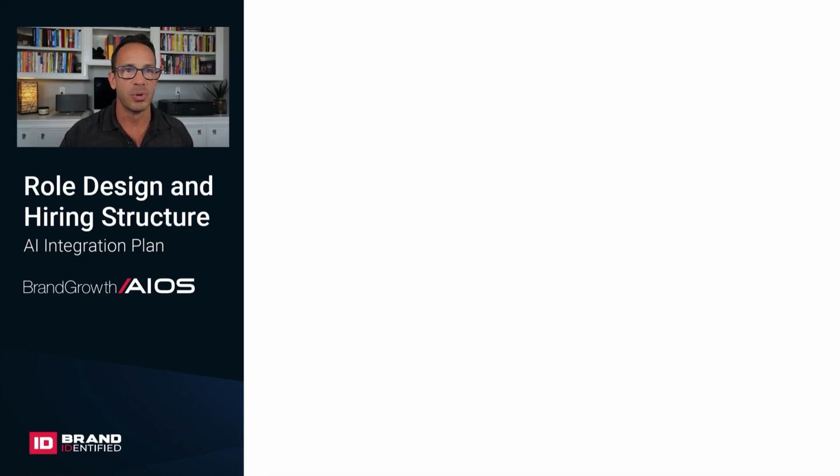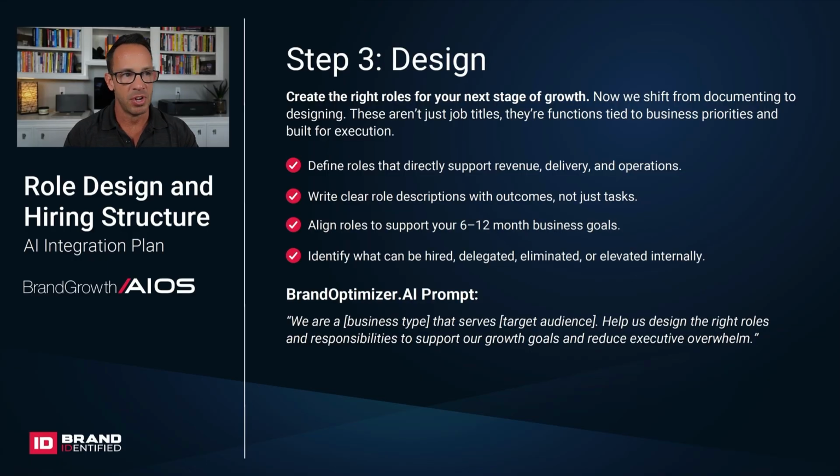So moving on here to step number 3, and that is to design. Create the right roles for your next stage of growth. Now we shift from documenting to designing. These aren't just job titles, they're functions tied to business priorities and built for execution. So define the roles that directly support revenue, delivery, and operations. Write clear role descriptions with outcomes, not just tasks. Align the roles to support your 6 to 12 month business goals, and then identify what can be hired, delegated, eliminated, or elevated internally. And then I've given you another BrandOptimizer.ai prompt for step number 3.